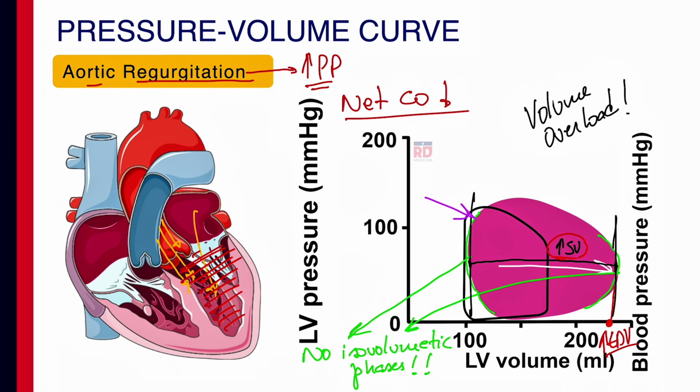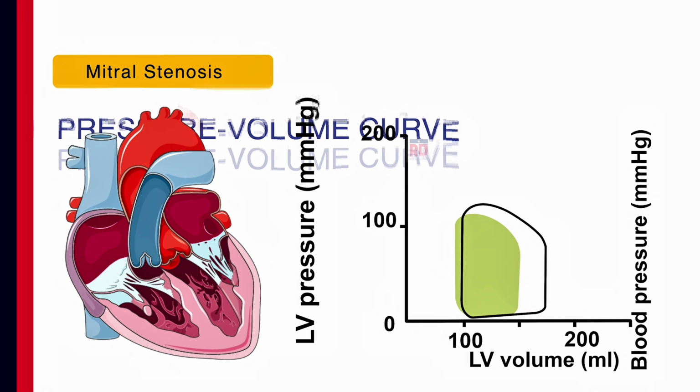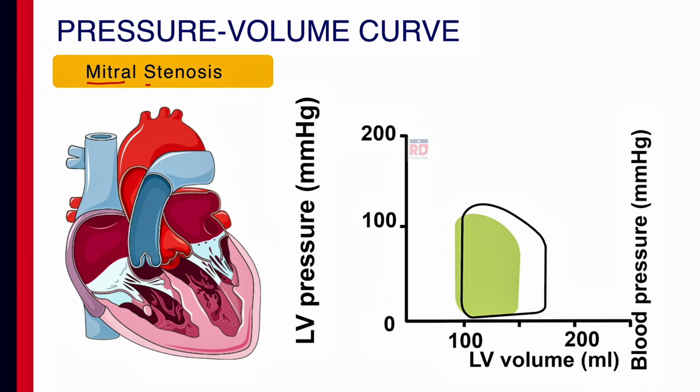So to summarize, the key features of aortic regurgitation, so you master it. We have increased end-diastolic volume from regurgitant backflow, increased stroke volume as a compensatory response, no isovolumetric phases because the ventricle is never fully closed, a wider, more rounded loop, right? And this is a classic pattern of volume overload, not pressure overload, okay? So remember that. Now let's go through the pressure-volume loop in mitral stenosis.